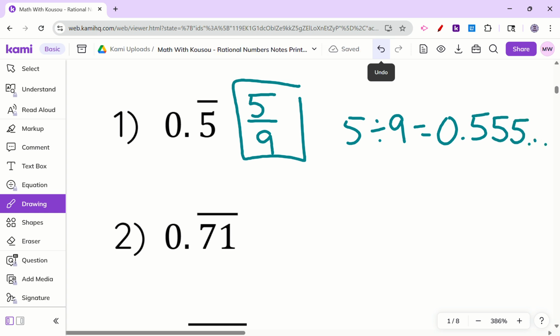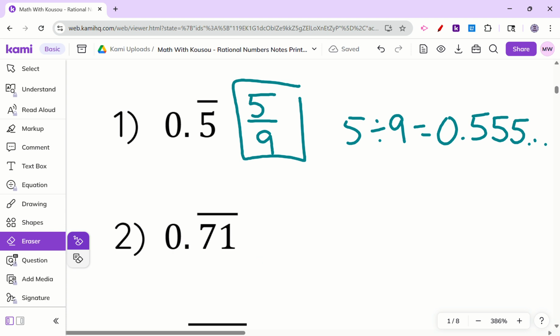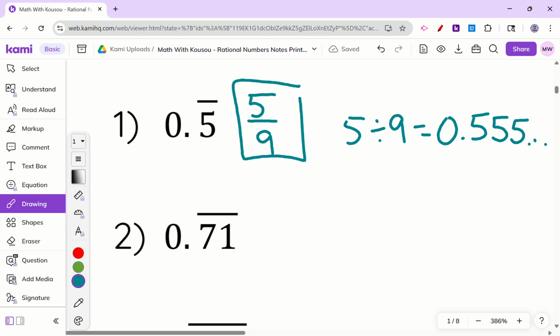Okay, so again, repeating decimals are rational numbers because you can turn them into fractions by putting them over 9 or 99 or 999. All right, so if we look at number 2 here, we've got 2 digits that repeat, 7 and 1. The repeating bar is over 7 and over 1. So you would do 71 over 99. Since there's 2 digits that repeat, you would put 2 nines in the denominator, and that would just be your answer.